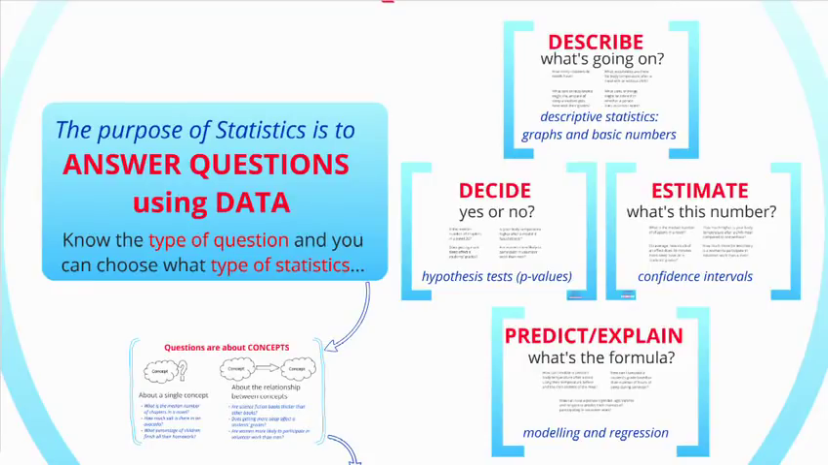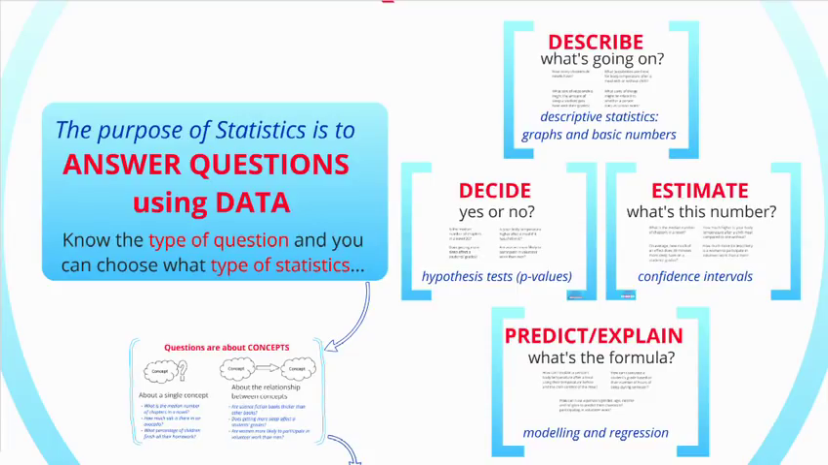There are four main kinds of questions you can ask that statistics can answer. There are a few others, but these are the main ones that are used in most research. And they come under these headings. The red part is the purpose of the question, the black part is the kind of question that we're asking, and the blue part is what a statistician will call that area of statistics.